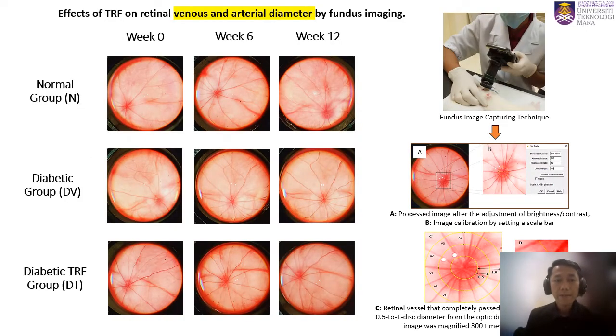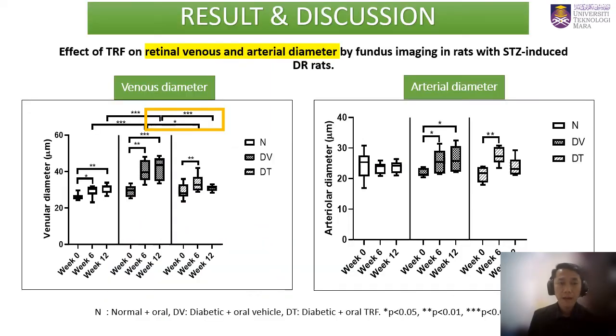Next, the images of the retinal vein and artery were captured using an indirect ophthalmoscope. The images were then processed with VG imager software for quantitative assessment. There was an increment in the venous diameter of DV at weeks 6 and 12. However, a reduction was significantly observed in the DT. For arterial diameter, there were no changes between the three groups.